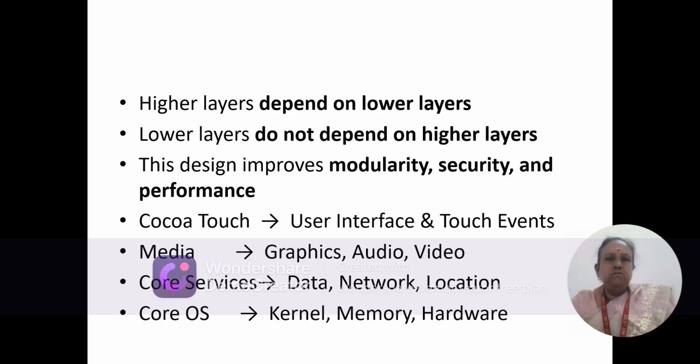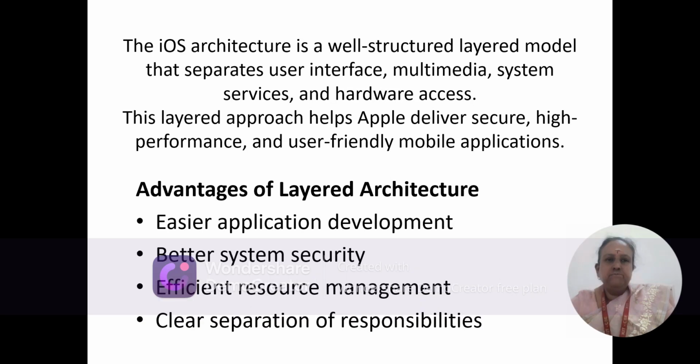That is, the Cocoa Touch layer depends on the next layer, that is the media layer, and the media layer is dependent on the next layer, that is the core layer. And the core layer is dependent on the bottommost OS layer. So that is the understanding here. Always the higher layers are dependent on the lower layers, and the lower layer does not depend on the higher layers. This design improves modularity and high security.